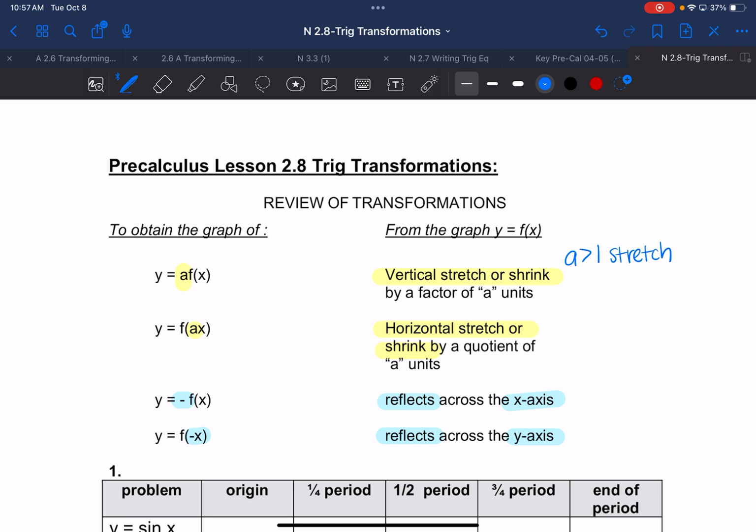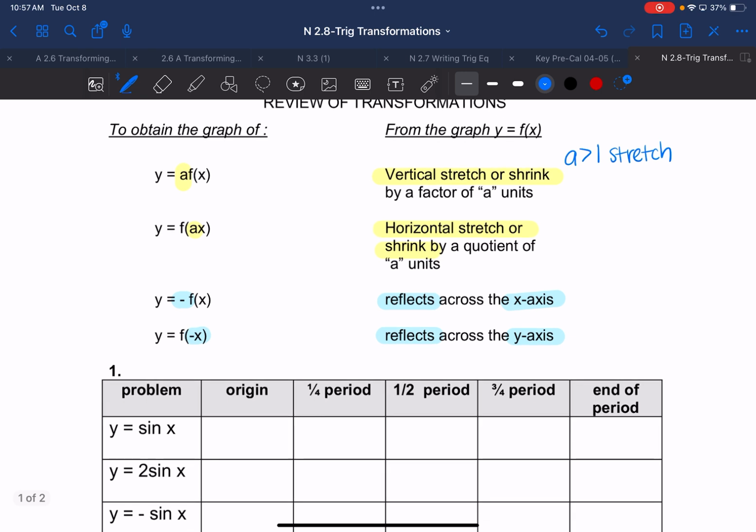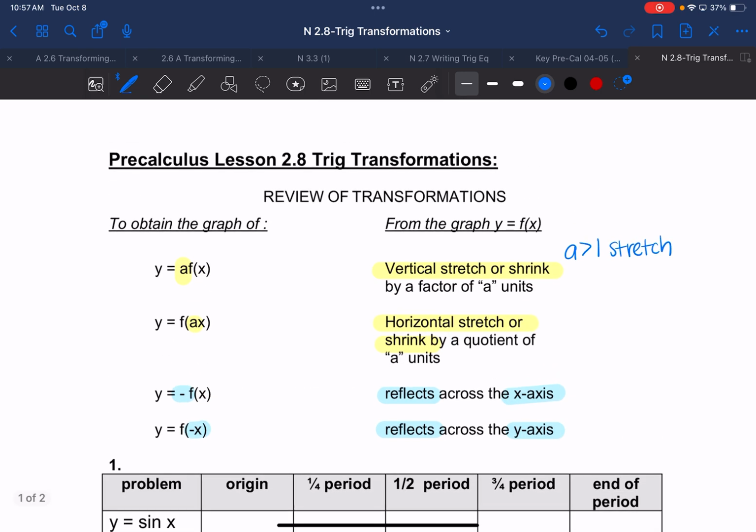But when I say smaller, I'm not talking about negatives because remember, negatives do something else. We highlighted that in blue down here. So when I say smaller than 1, I mean like decimals or fractions. So really it would have to be between 0 and 1 for it to be a shrink or compression.